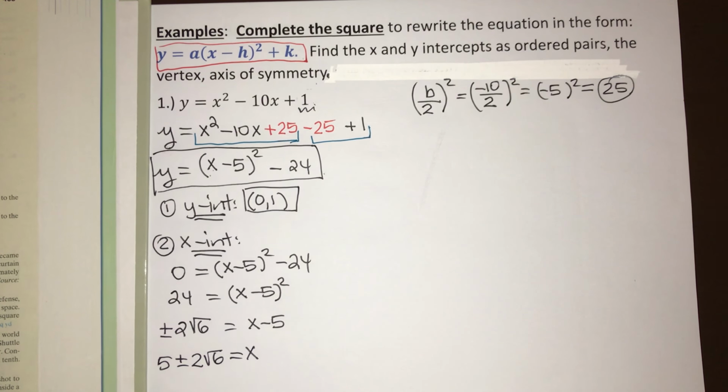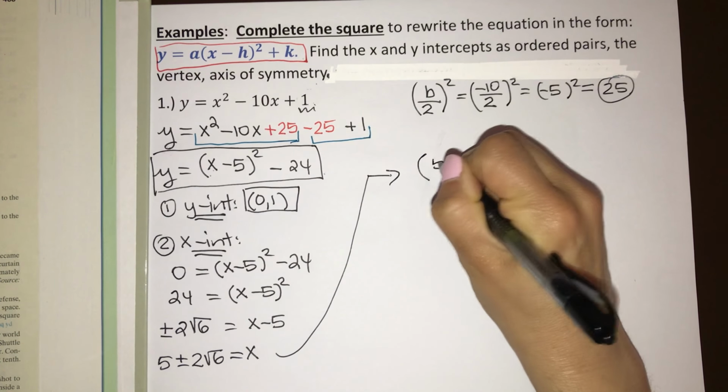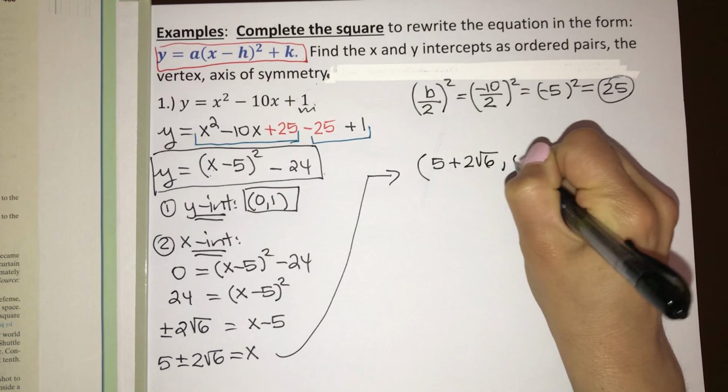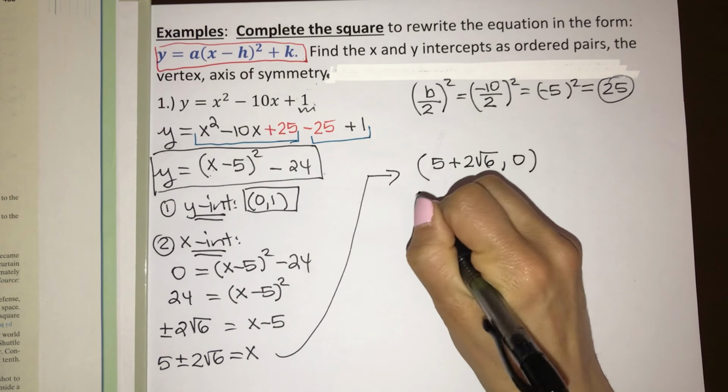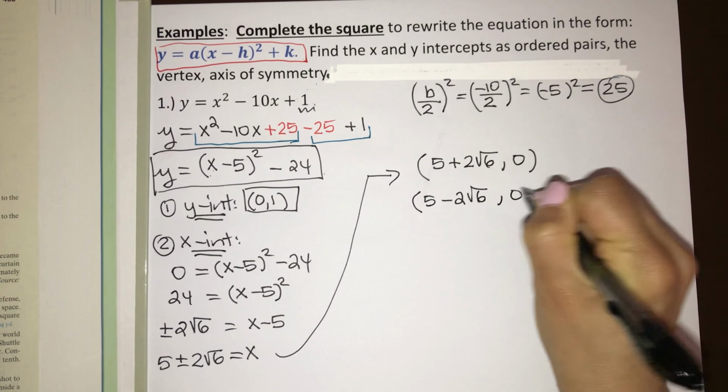Okay, these are my two x-intercepts. So we want to write these as ordered pairs. One of them is 5 plus 2 square root of 6, comma 0. And the other one is 5 minus 2 square root of 6, comma 0.